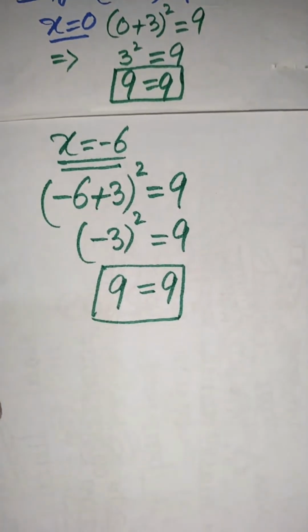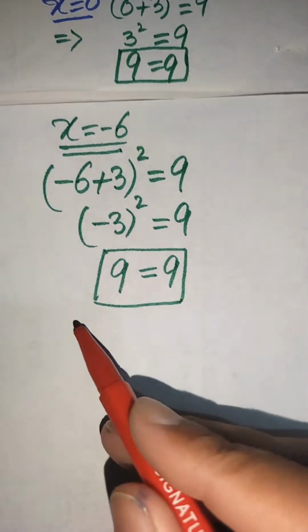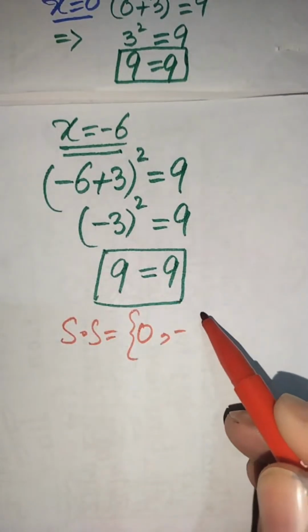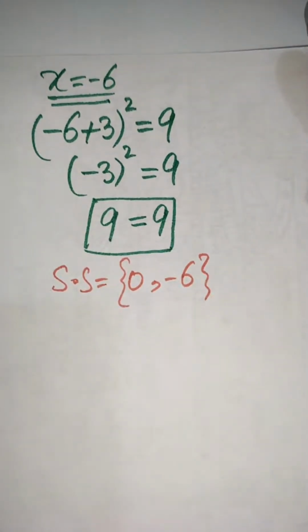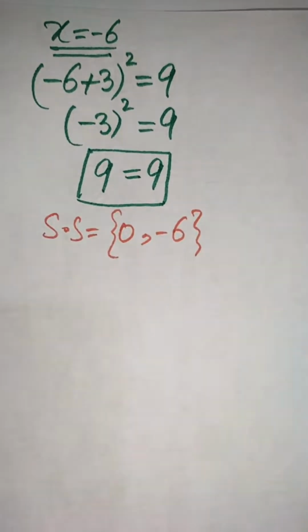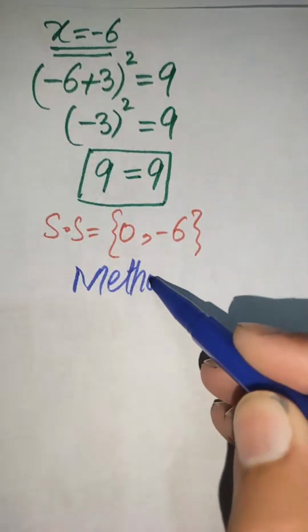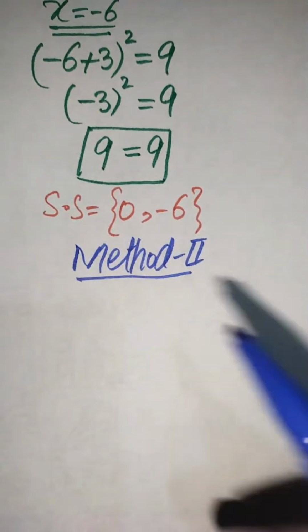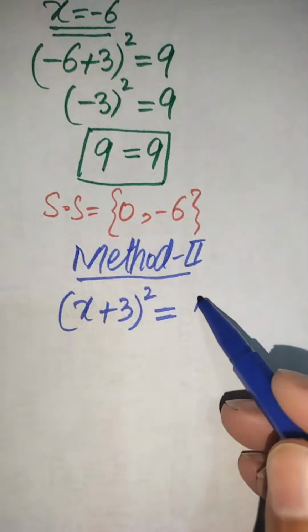So this means that finally we have the solution set of the given question, which is 0 and -6. So this is the solution set of the given equation which we get here from the first method. And now we again solve this problem by the second method. So in the second method, we need to copy down the given question statement here, so that our given question statement is (x + 3)² = 9.